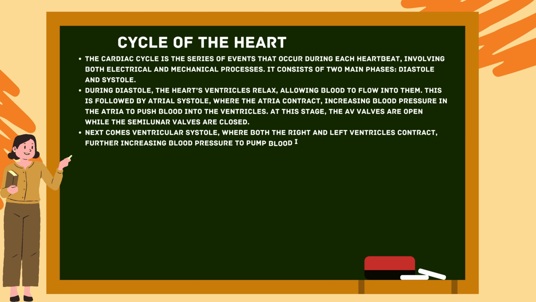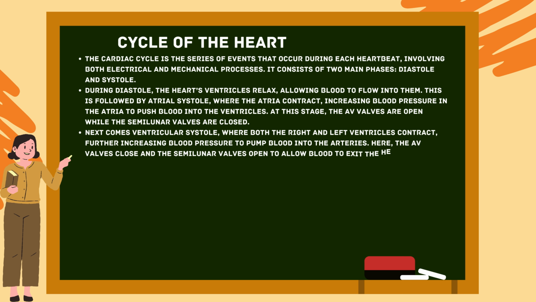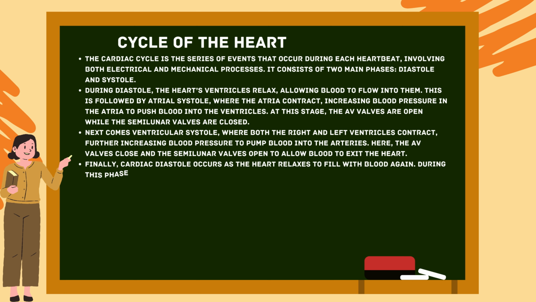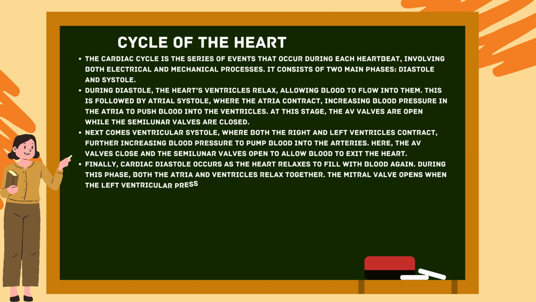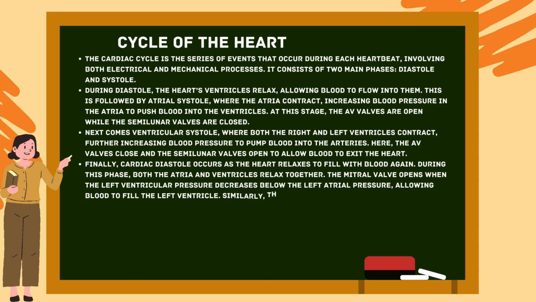Next comes ventricular systole, where both the right and left ventricles contract, further increasing blood pressure to pump blood into the arteries. Here, the AV valves close and the semilunar valves open to allow blood to exit the heart. Finally, cardiac diastole occurs as the heart relaxes to fill with blood again. During this phase, both the atria and ventricles relax together.